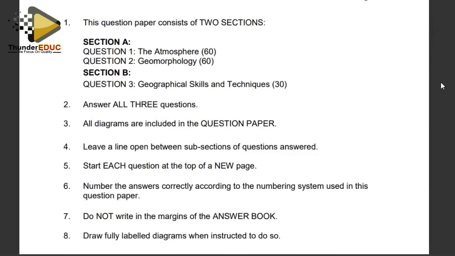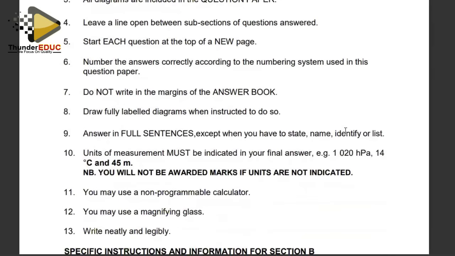Right, instructions, you must be familiar with them. I will highlight an important instruction that I think most of you will tend to ignore. May you please pay attention to this instruction. Number 10. Units of measurement must be indicated in your final answer. For example, 1020 hectopascals, 14 degrees Celsius, and 45 meters. You will not be awarded marks if units are not indicated. I think that is very important.